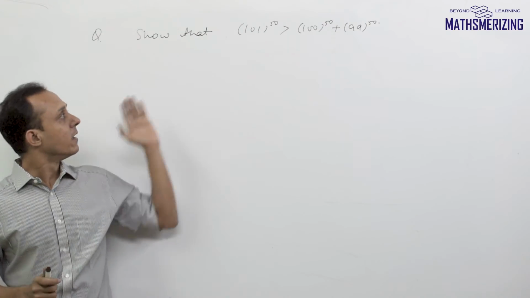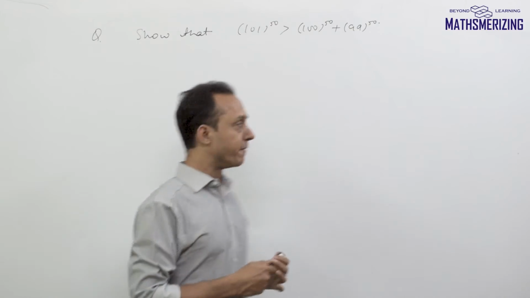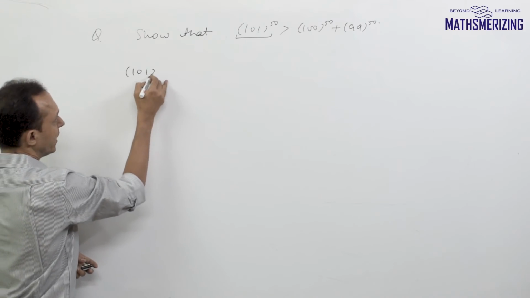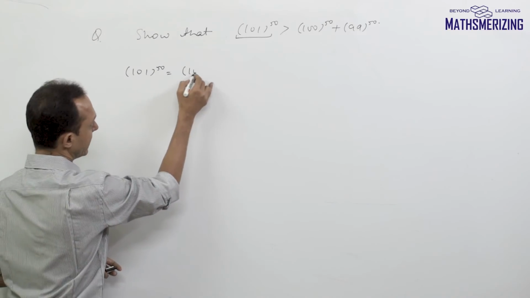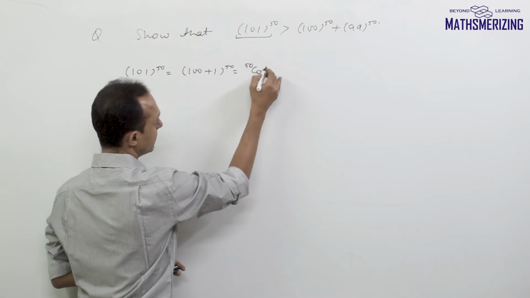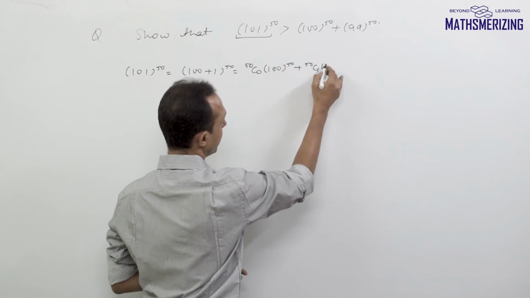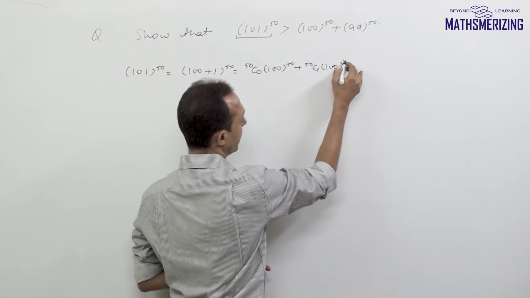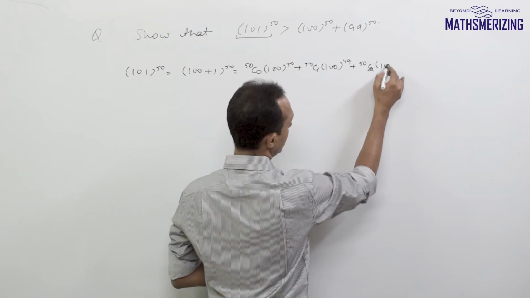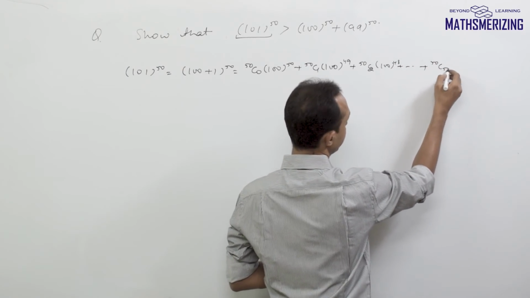Show that 101 to the power 50 is greater than 100 to the power 50 plus 99 to the power 50. So I'll write the binomial expansion of 101 to the power 50. I can write it as (100 plus 1) to the power 50. So it will be 50C0 100 to the power 50, 50C1 100 to the power 49, 50C2 100 to the power 48, and I'll continue up to 50C50.